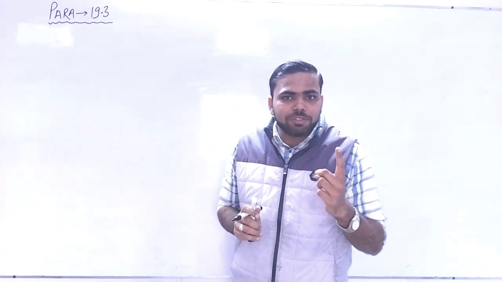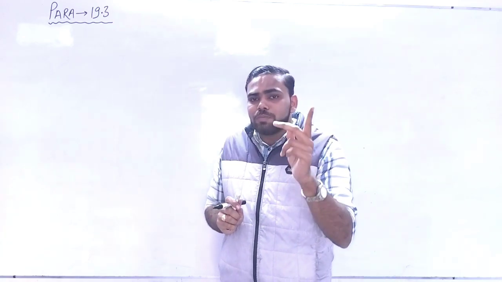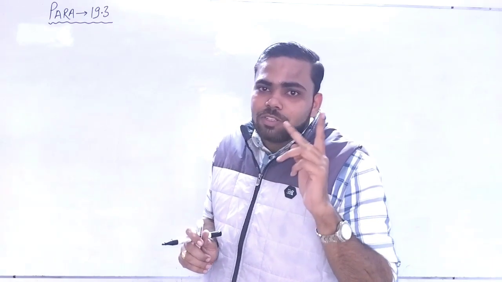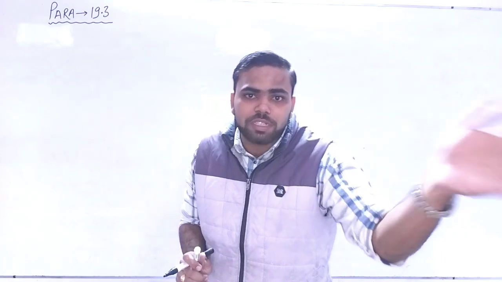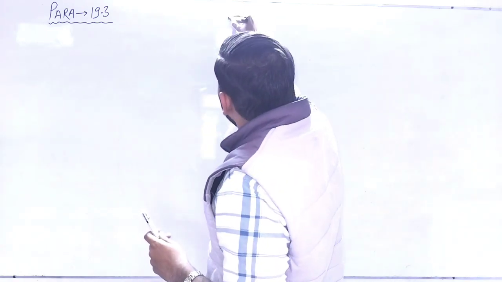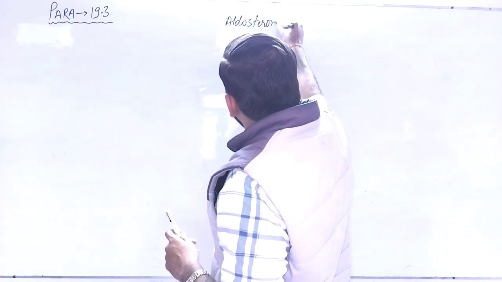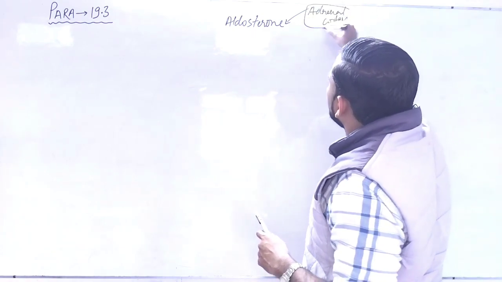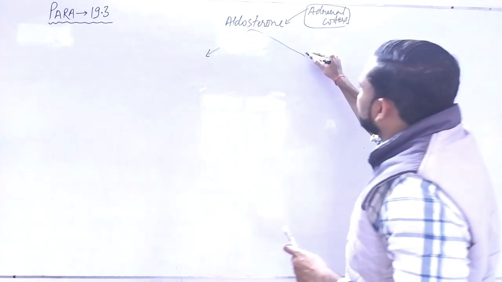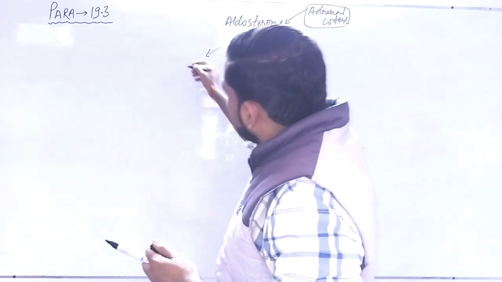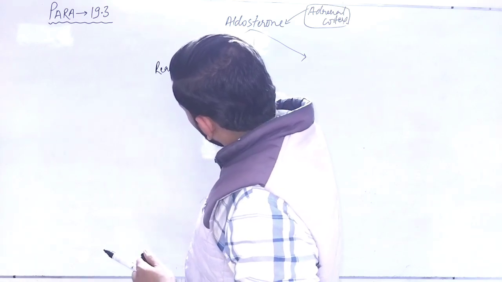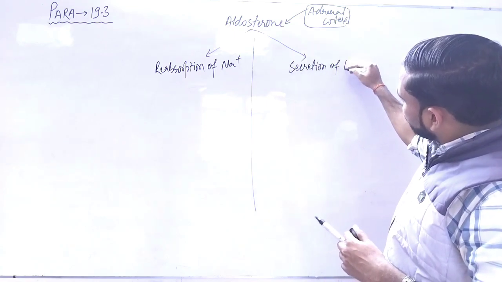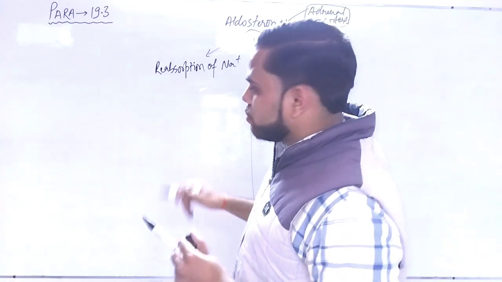The conditional reabsorption is done by the aldosterone hormone, which is secreted by the adrenal cortex, and secondly, the secretion of potassium in the body is also helped by the aldosterone hormone released by the adrenal cortex. I am telling you that this hormone will facilitate both of these functions: the reabsorption of sodium, and secondly, the secretion of potassium. Let's see how. Let's start with the reabsorption of sodium.